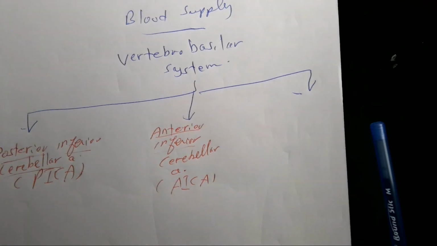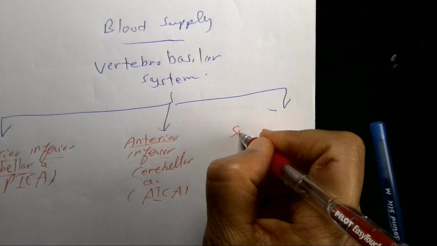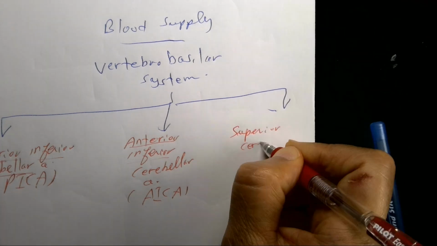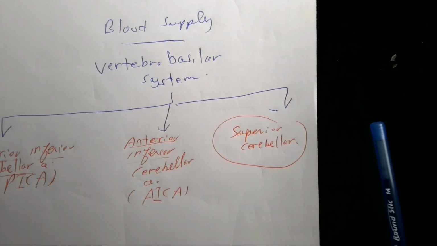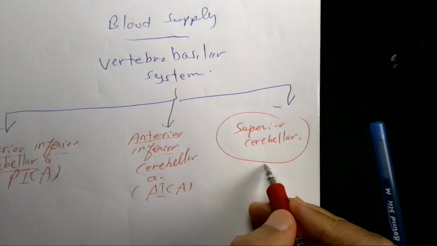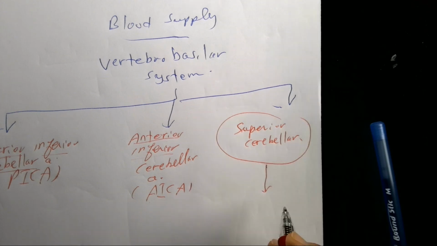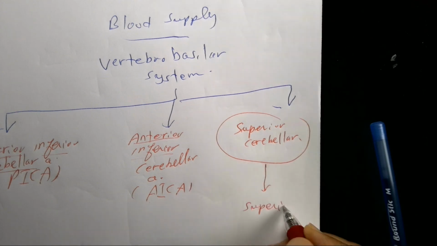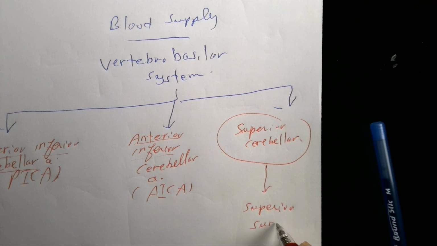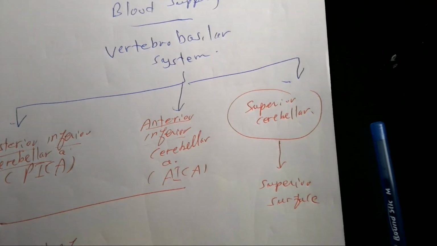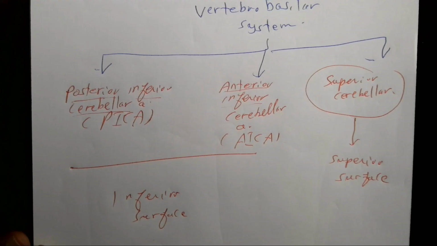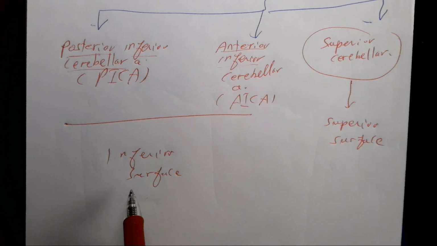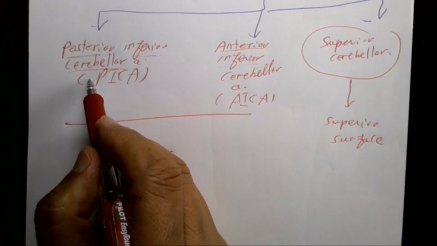And then the last one is the superior cerebellar artery, and this is coming from the basilar artery, supplying the upper surface, the superior surface. Those two are supplying the inferior surface, but this one the superior surface.